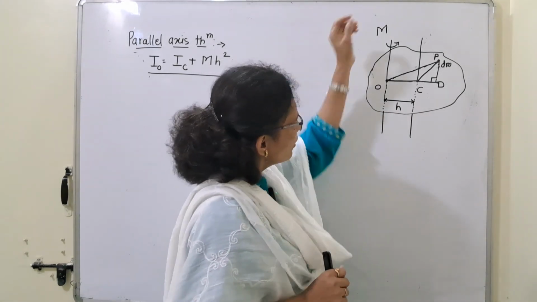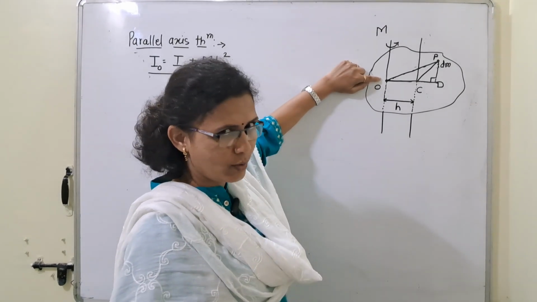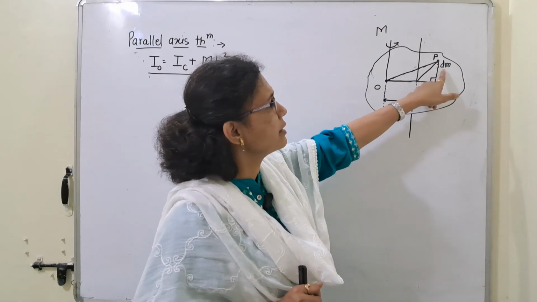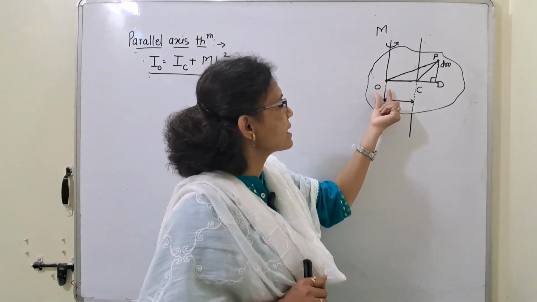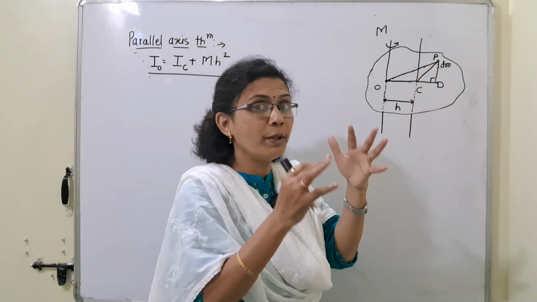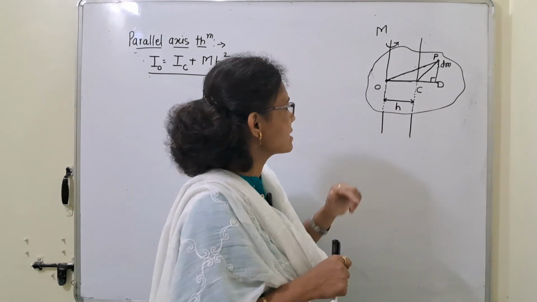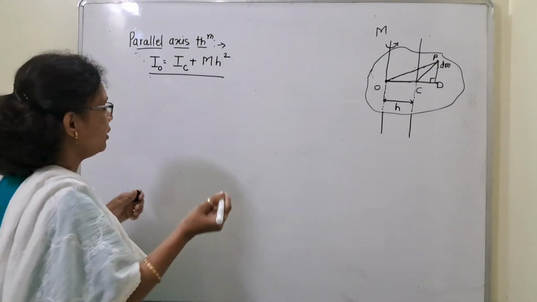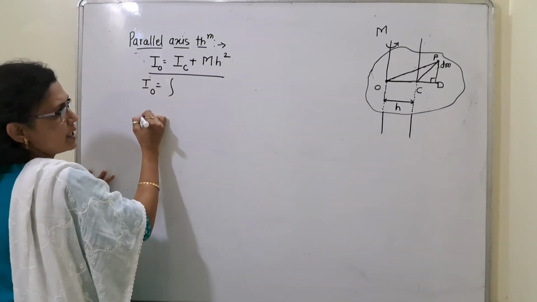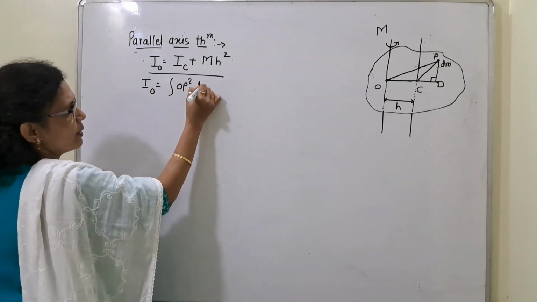Okay. Now, this is the point about which we have to find out the moment of inertia. If I consider this mass dm, from this axis of rotation the distance will be OP. Then what will be the formula for moment of inertia about this axis? By formula, what can I write? See, I naught is equal to integration of OP square into dm.